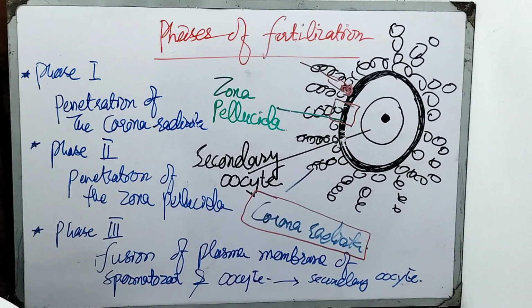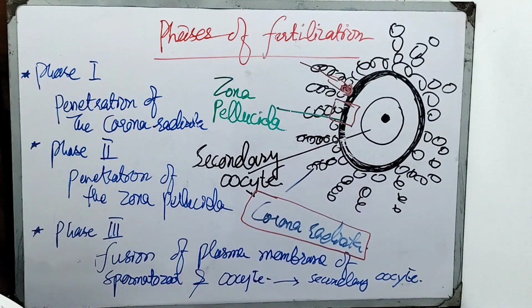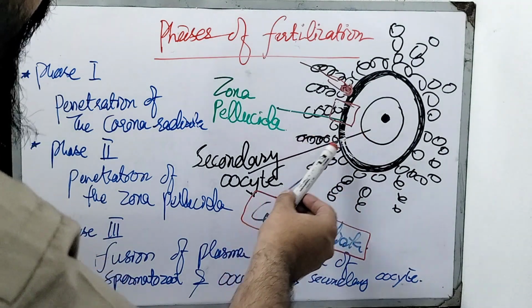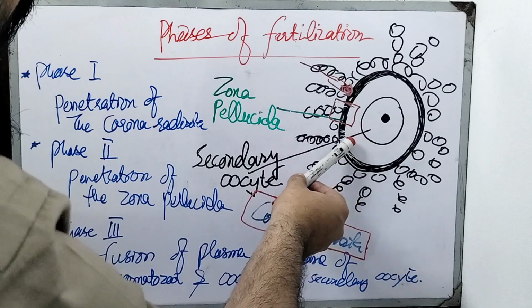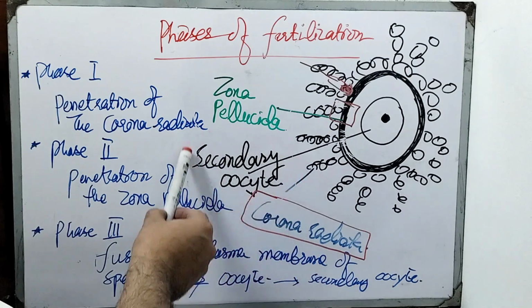and inactivate the species specific receptor site for spermatozoa on the zona surface. Other spermatozoa have been found embedded in the zona layer, and only one sperm will be able to penetrate the zona pellucida and fuse with the plasma membrane of the oocyte, the secondary oocyte.